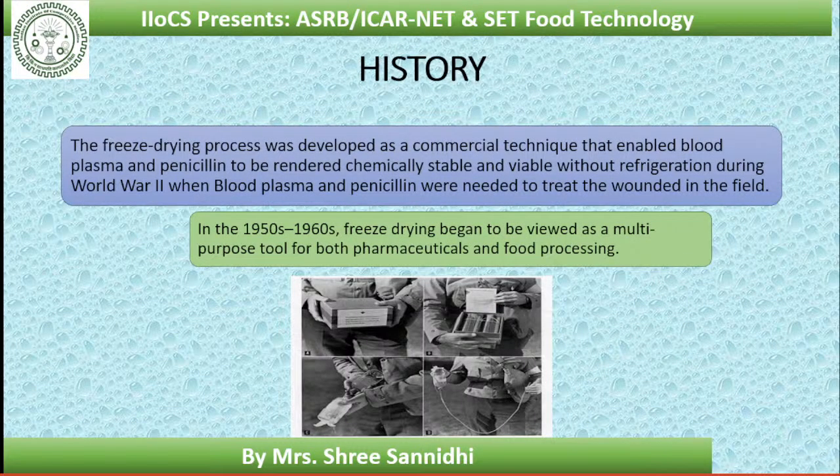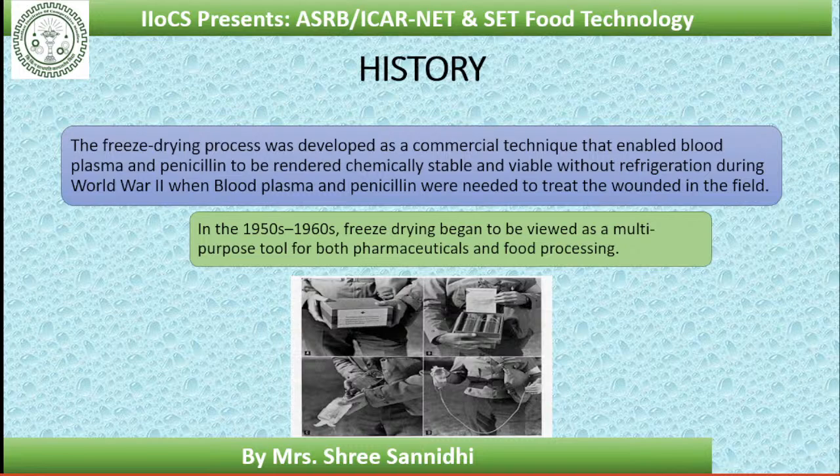So coming to the history of freeze drying, the freeze drying process was developed as a commercial technique that enabled blood plasma and penicillin to be rendered chemically stable and viable without refrigeration during World War II, when the blood plasma and penicillin were needed to treat the wounded in the field.